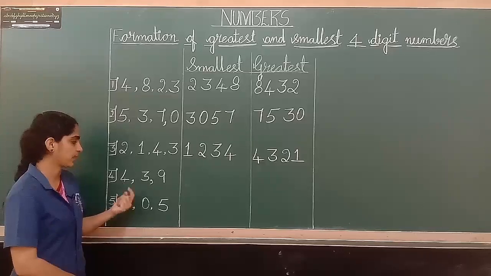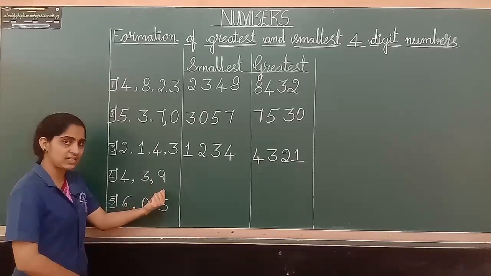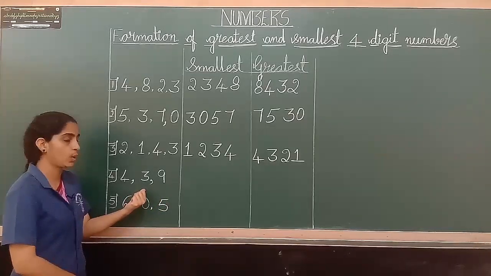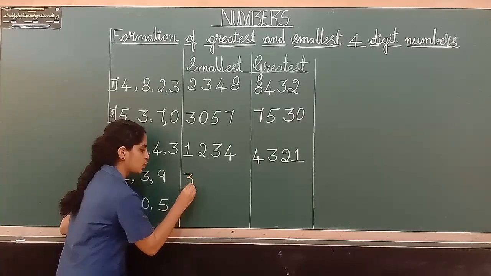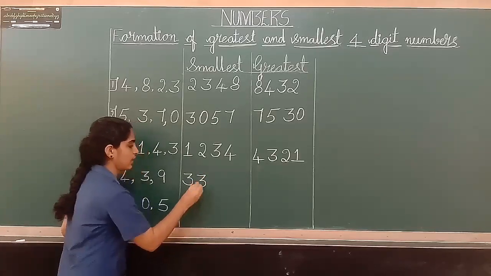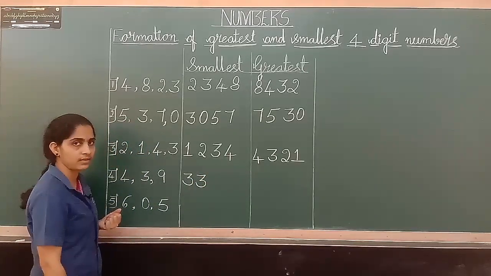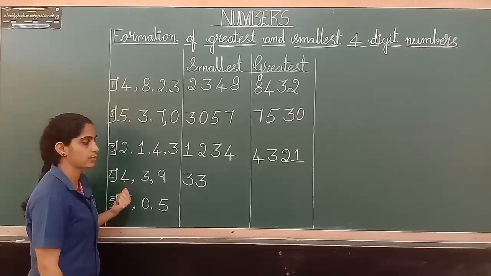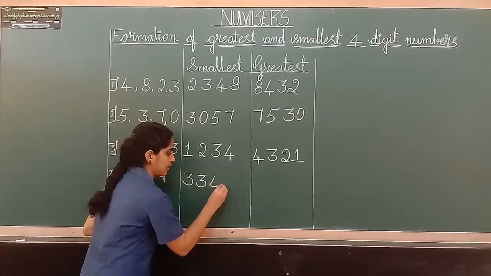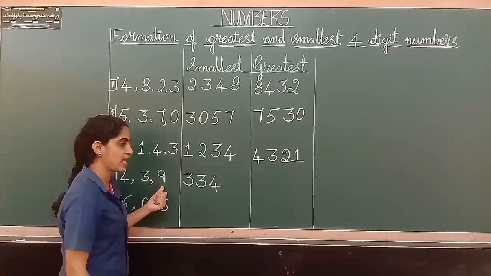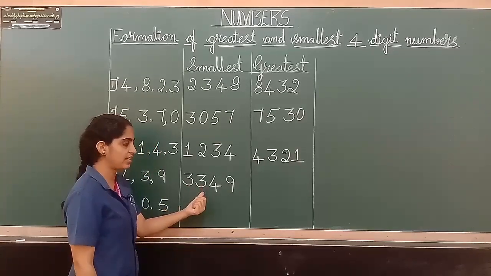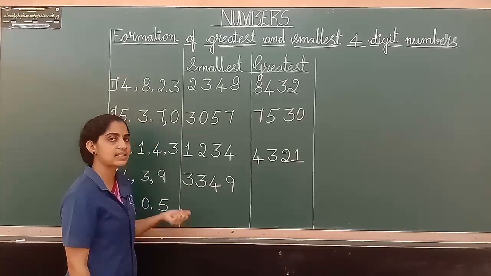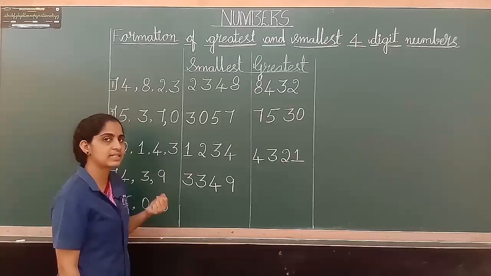So let us do it. When we compare these 3 digits, which is the smallest digit? 3. So 3 we have to repeat. Let us write 3 two times. Next, which is the smaller digit? We have 4. So 4 we have to write next. And remaining is 9. So we got the answer 3349. This is the smallest 4-digit number.